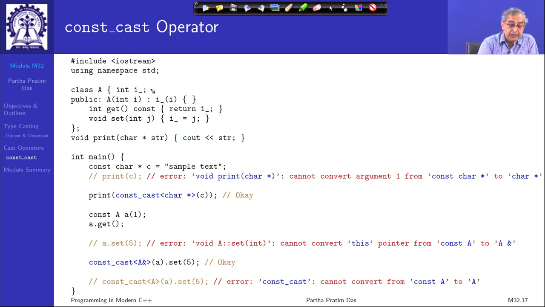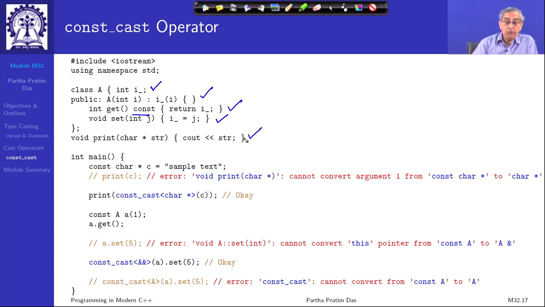Here is a class which has a data member I, the constructor, a const member function get, and a member function set. What can you infer from here? You can infer that the const member function can be invoked on a const object, whereas the non-const member function can be invoked only on non-const objects. Okay? We have seen this.